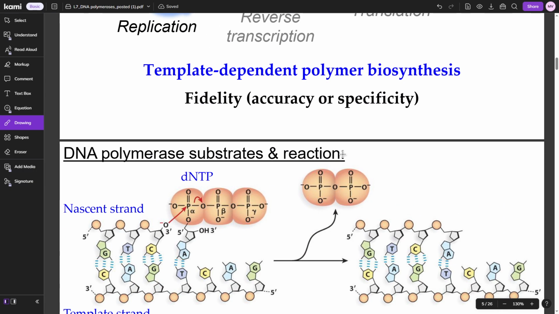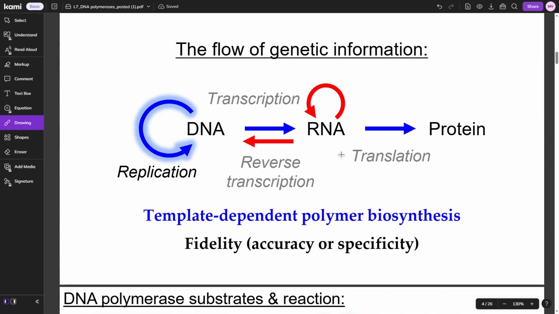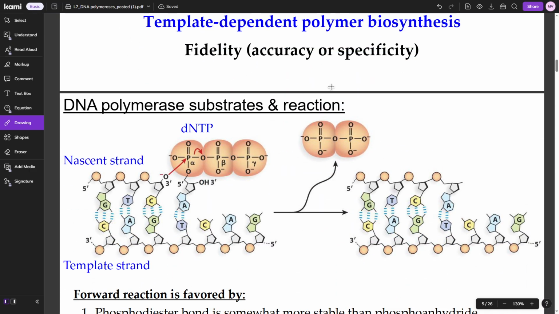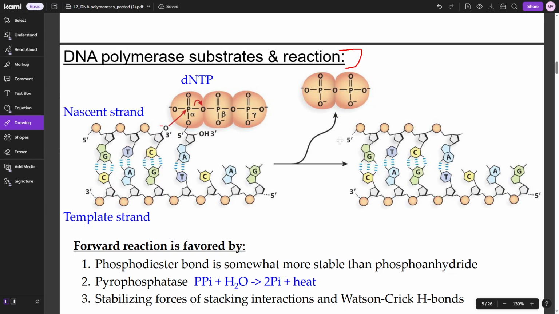Anyways, on to the actual content that we care about. So we're going to start with DNA polymerases and their substrate reactions and stuff like that.